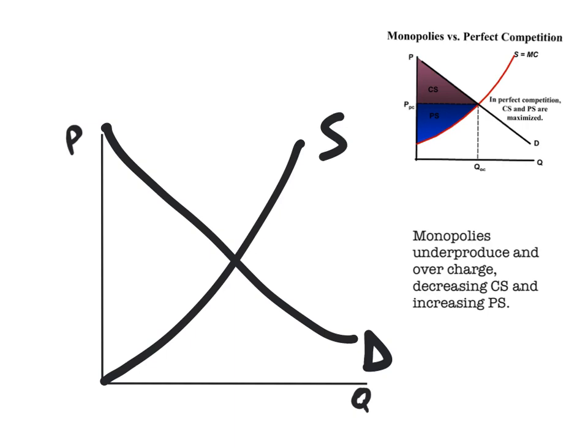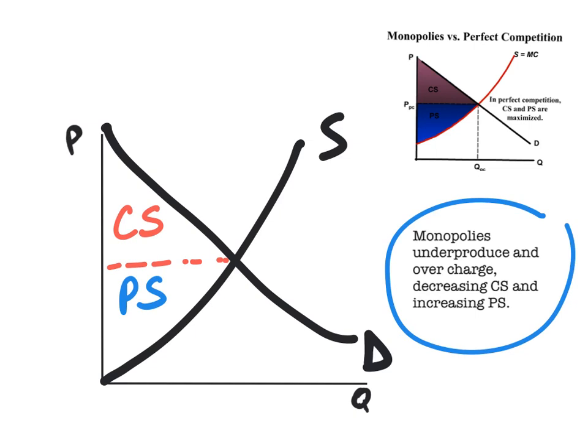I'll make this a little bit smaller. All right, so again, this was the price that we charged. So this was consumer surplus, and this was producer surplus. And notice again that there's no deadweight loss, no inefficiencies. When there's a monopoly, they underproduce and they overcharge, which decreases consumer surplus and increases producer surplus. So that's the main point of why we're going to say that monopolies are inefficient.